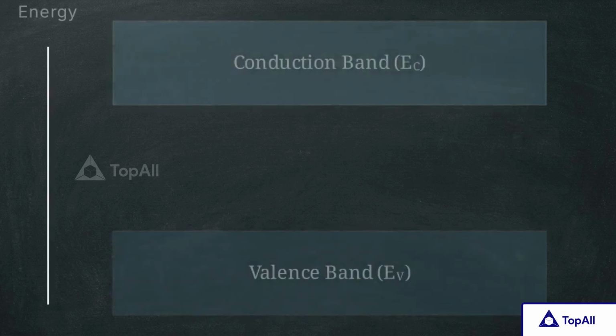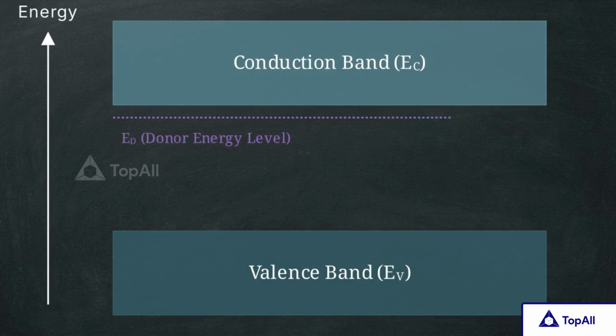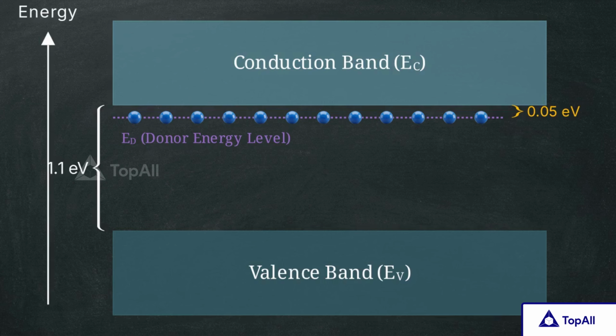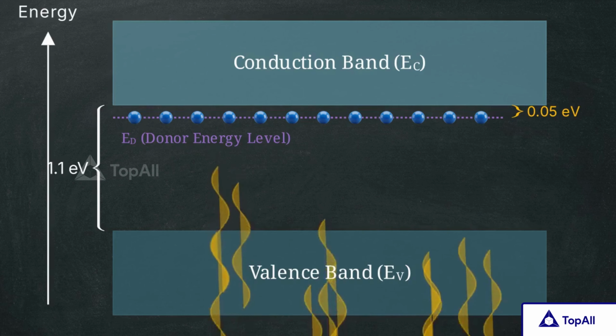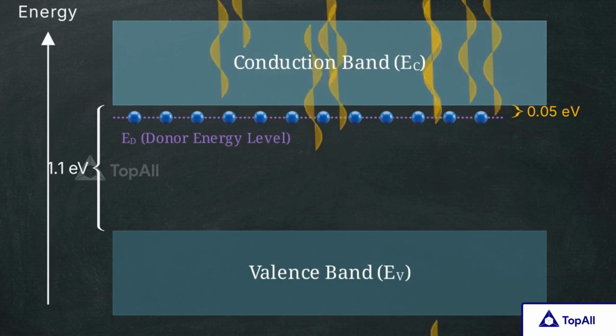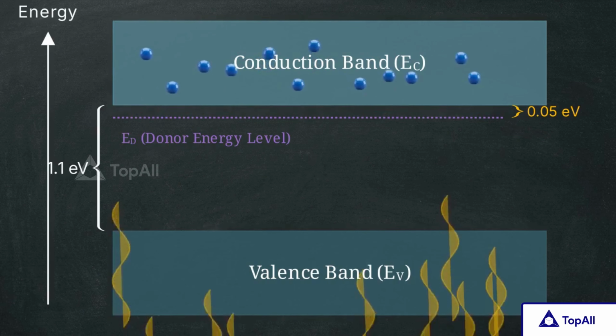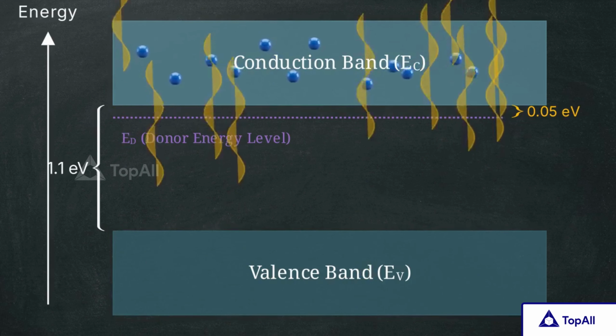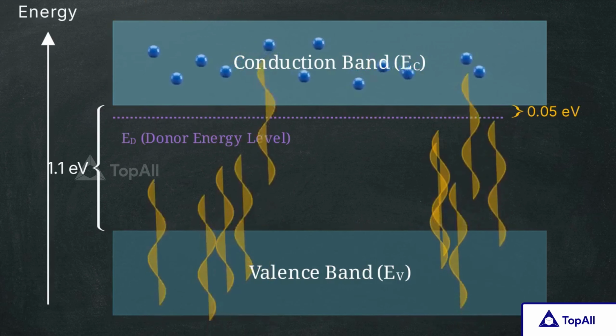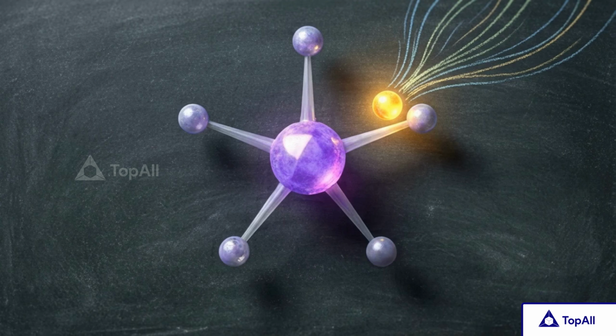It occupies a new state called the donor energy level, located just below the conduction band. The energy required to free it drops from 1.1 to a microscopic 0.05 electron volts. At this scale, standard room temperature provides more than enough ambient energy to effortlessly bump these electrons across that tiny gap and into the conduction band. Because these pentavalent atoms freely give up their extra electrons to the conduction band, they are known as donor impurities.